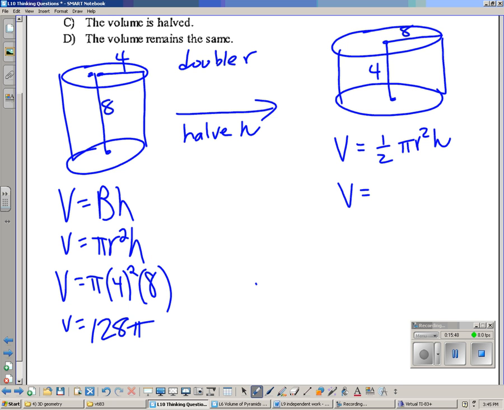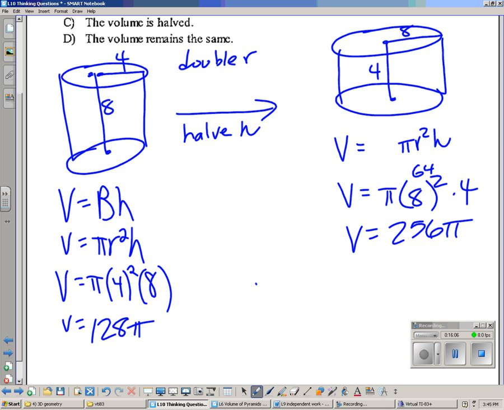I don't know why I'm putting a half here. So that's silly. Get rid of that. I'm sorry about that. That shouldn't be there. So we get pi times the radius is 8 squared times the height, which is 4. So we get 8 squared, which is 64 times 4, which is 256 pi.